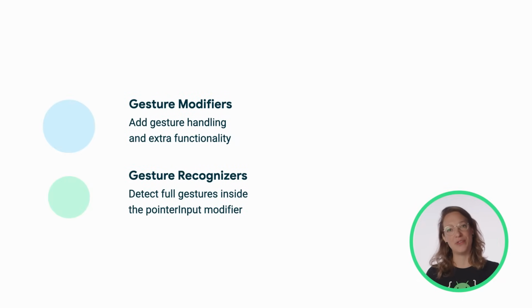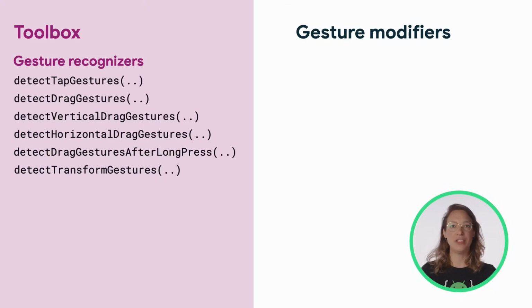Let's continue with the gesture modifiers. These gesture modifiers can be applied directly to a composable, without needing to use the pointer input modifier. Besides this more concise way of writing, they give us some handy extra functionality besides just gesture recognition, and we'll look into that later. First, the clickable modifier adds click behavior. This is similar to the detectTapGestures recognizer, but it only responds to single taps.